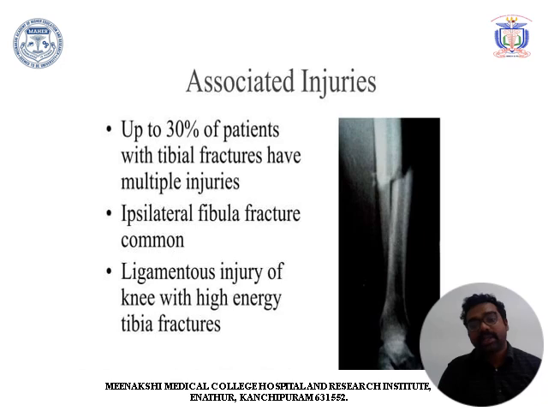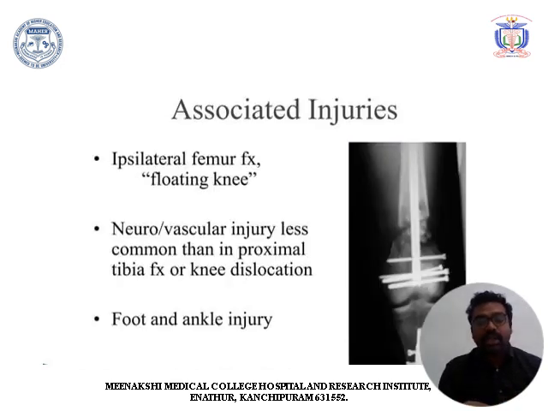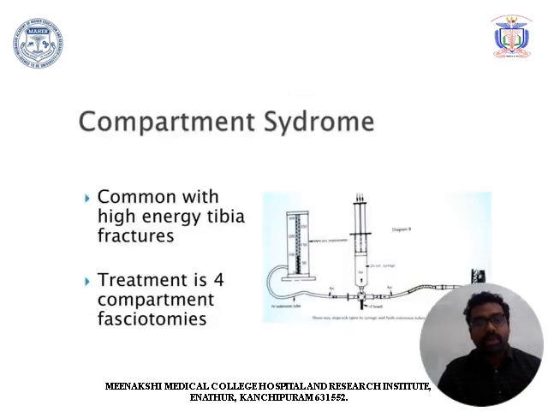Associated injury: in most of these fractures there will be vascular or neurovascular injuries, especially in an open fracture. If there is a vascular injury, it is termed grade 3C. Other associated injuries could be a floating knee. For example, the tibia fracture will usually be associated with a femur fracture. We have to assess other joints, and foot or ankle injuries may also be associated.